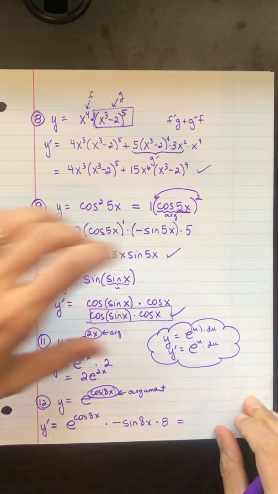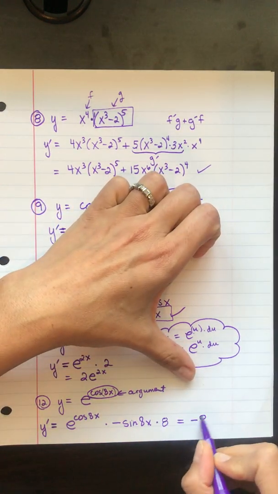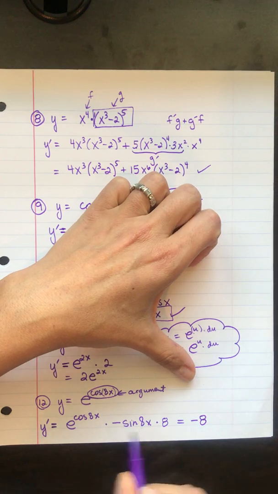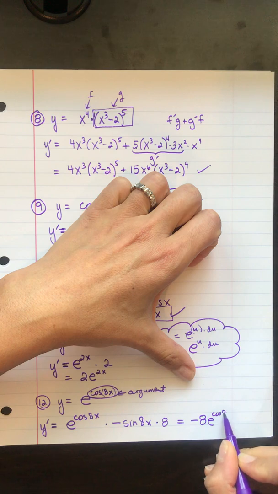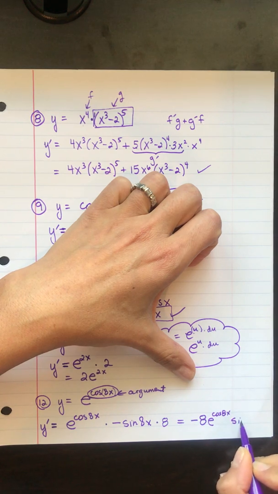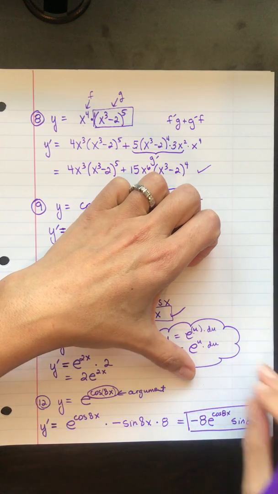Okay, final answer should look like this. You should write negative 8 first, and then you can write e or sine first. It really just doesn't matter which one goes first. They are both lovely. There it is. This is the answer. Okay?